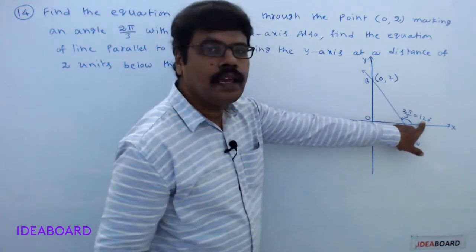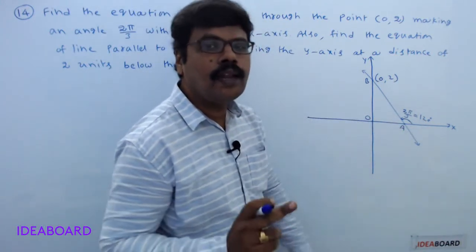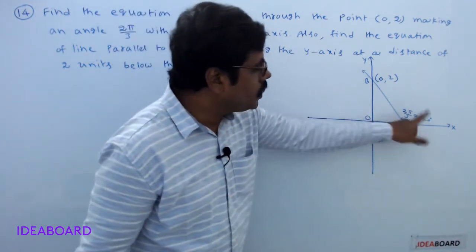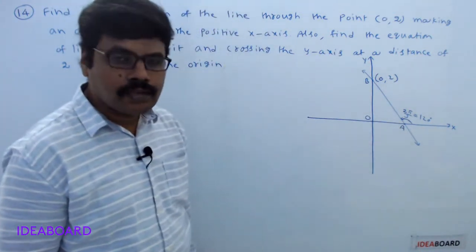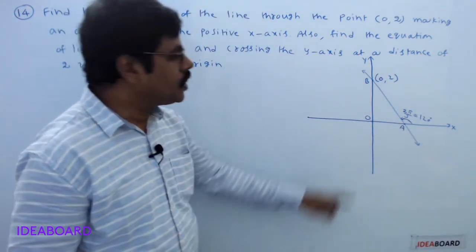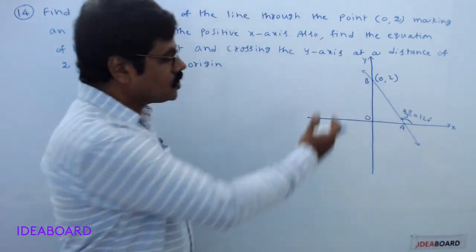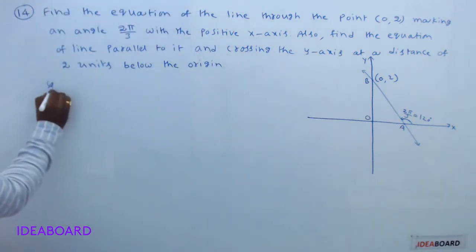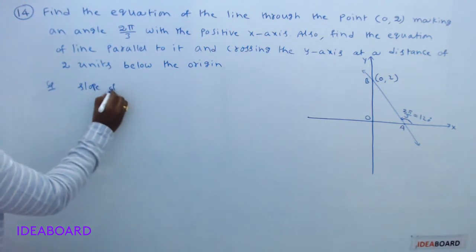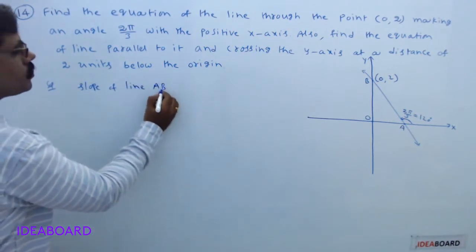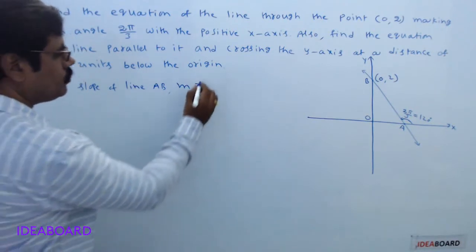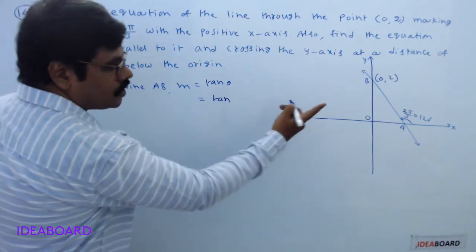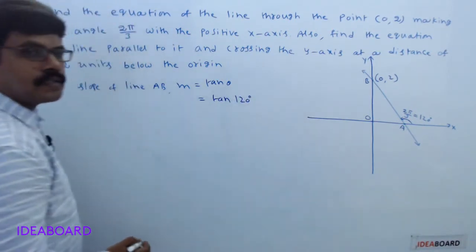If theta is the inclination of a line, then the value tan theta is called slope of the line. So 120 is the inclination of line AB. So tan 120 degrees is nothing but a slope of line AB. First write down the slope of line AB value. Slope of line AB, let it be taken as m. Basic formula tan theta. So tan, here theta value is 120 degrees.